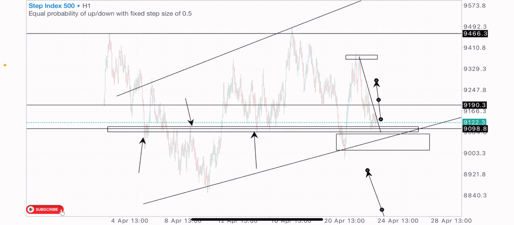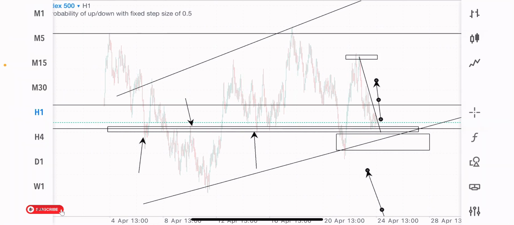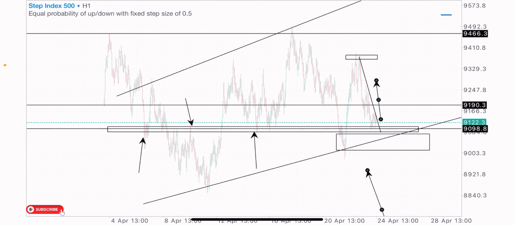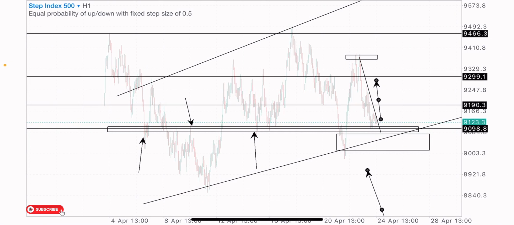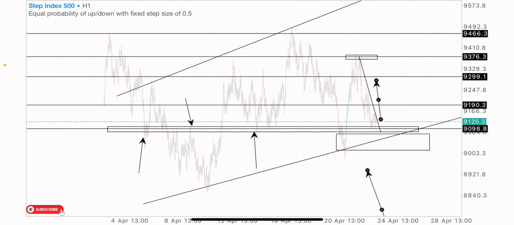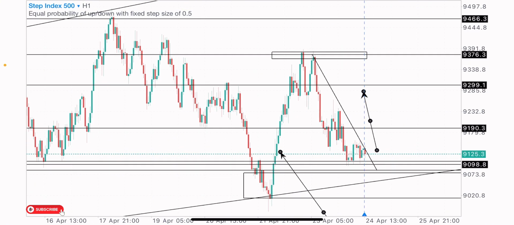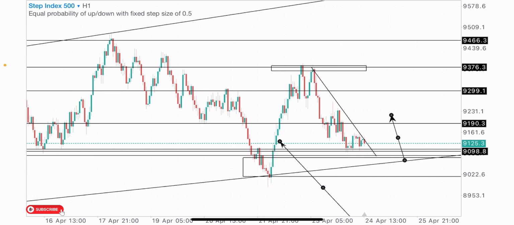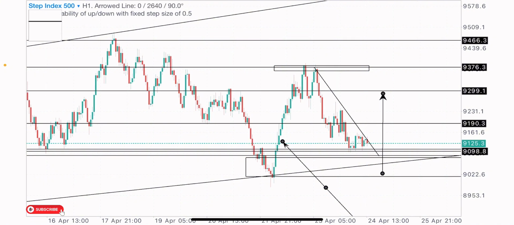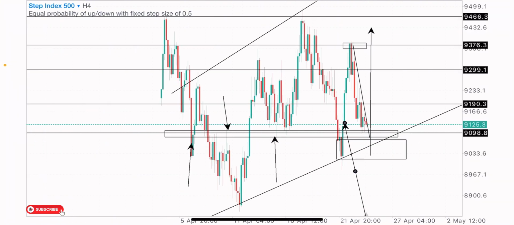We have one of those levels here, right? We have another one at this point, and we have these highs which price is selling from, which is another level as well. So these are the levels we got on Step 500 index. If price can give the sells to this point a little bit, this box, I'll be looking out for buy opportunities because we got an order block formation there on the 4 hour time frame.